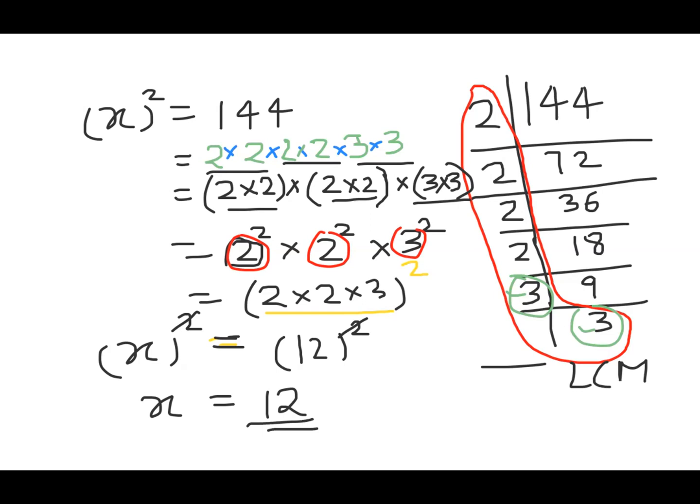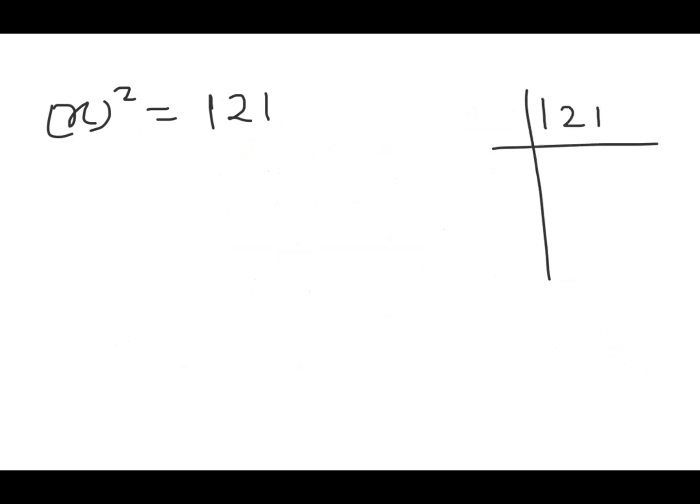If you have no confusion, quickly solve one more question for me. Let's say x square equals 121. I'm giving you a very simple one. Find the value of x over here. Simply apply the same method. Let me give you a hint: 121 cannot be divided by 2, cannot be divided by 3 also, cannot be divided by 4 also. So you have to take a number which will divide 121.